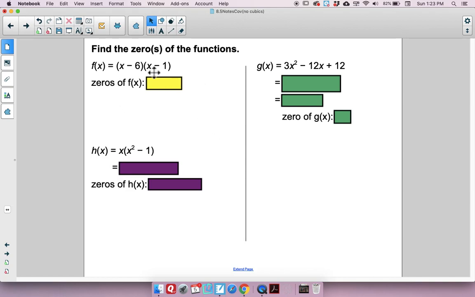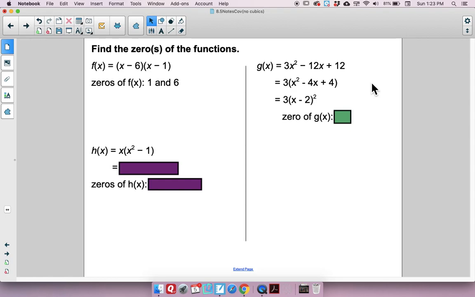Okay, this one is already factored for us, so we can just kind of look at this. Hopefully you saw that the zeros are just 1 and 6, or 6 and 1. This one, not factored, so you got to factor it. Take out the 3. What does that leave us with? X squared minus 4x plus 4. Trinomial. Is it a perfect square trinomial? Yes, it is. What does it factor to? X minus 2 squared.